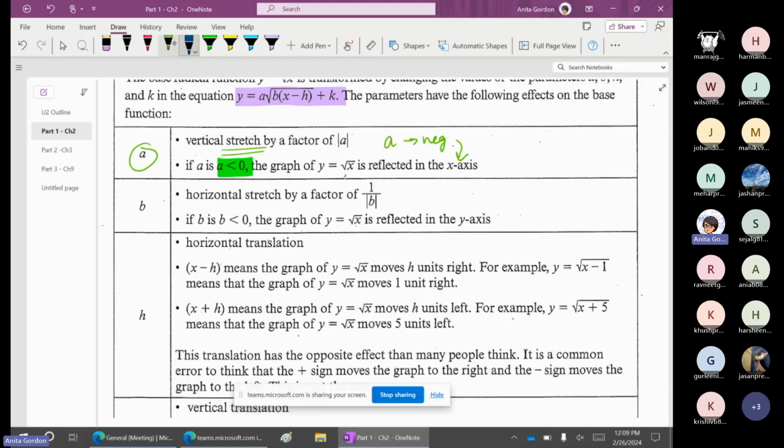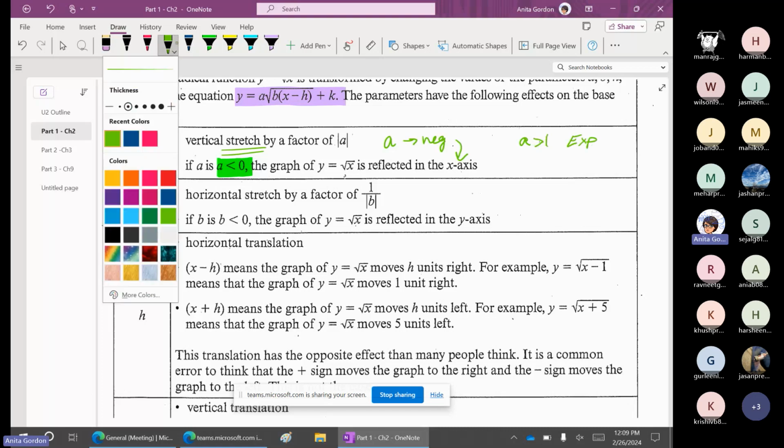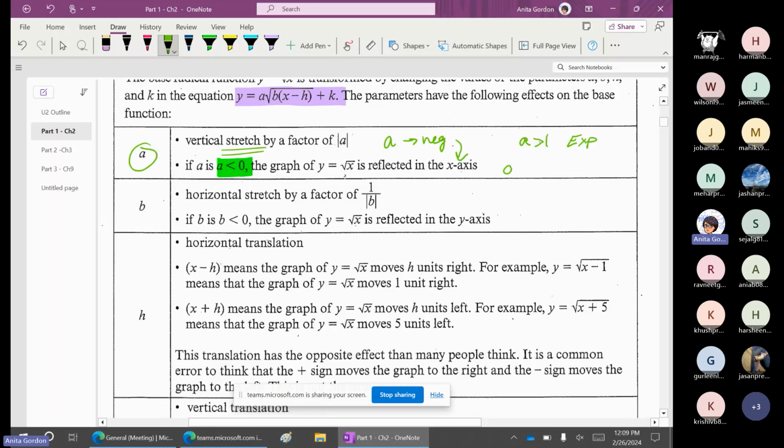The other thing I want to remind you of, if A is greater than 1, so it's bigger than 1, what kind of a stretch is this? An expansion. It's getting bigger. If A is somewhere between 0 and 1, meaning it's less than 1 but greater than 0, what does that mean? Compression. It's getting smaller. So if we have a small fraction, we are squeezing it down shorter. If we have a large number, we are expanding it taller. If it's negative, then we flip it.